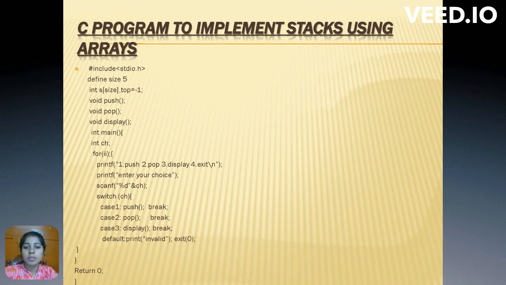Here is a C program to implement stacks using arrays. We are going to define the size, then top is equal to -1. We are going to define push, pop, display, then printf 1. Push, 2. Pop, 3. Display, 4. Exit. Then we printf enter your choice, scanf for that, then switch cases.